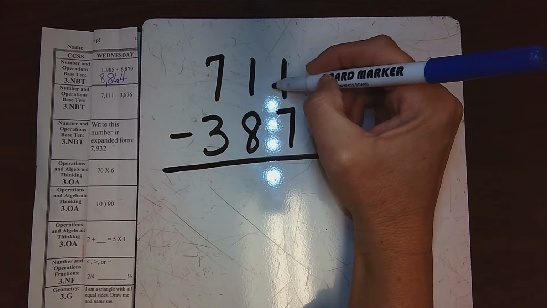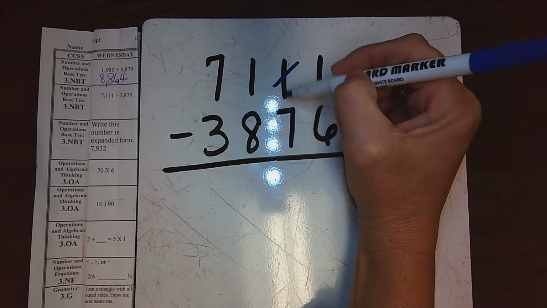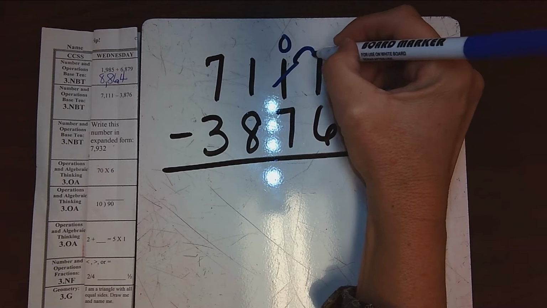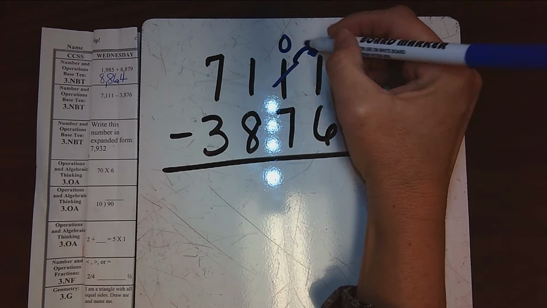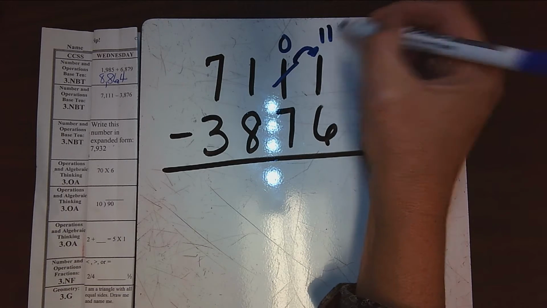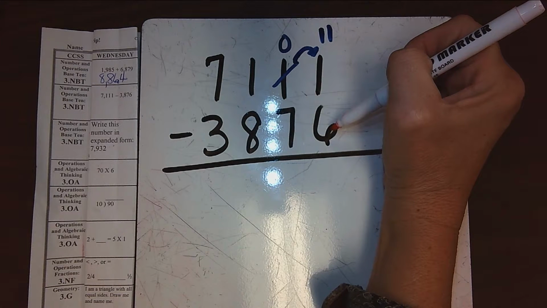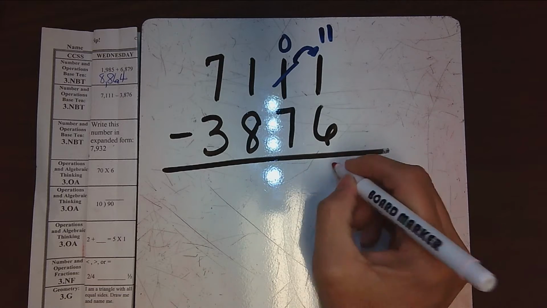If I borrow a group of 10 from my tens place, that would make that one a 0. I will regroup it to the ones place. 10 plus 1 is 11. 11 minus 6 is 5.